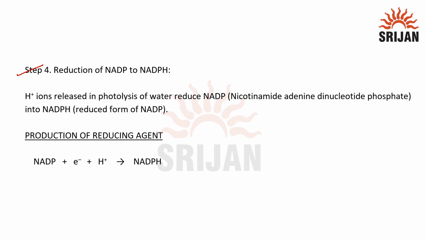Step 4 is reduction of NADP to NADPH. Hydrogen ions released in photolysis of water reduce NADP, that is nicotinamide adenine dinucleotide phosphate, to NADPH, that is reduced form of NADP. Here we can observe the production of reducing agent. So NADP combines with one electron and hydrogen ion to form NADPH.